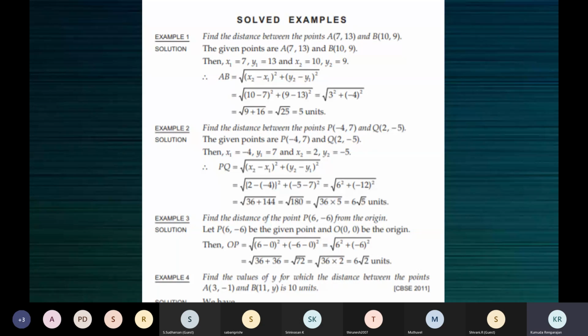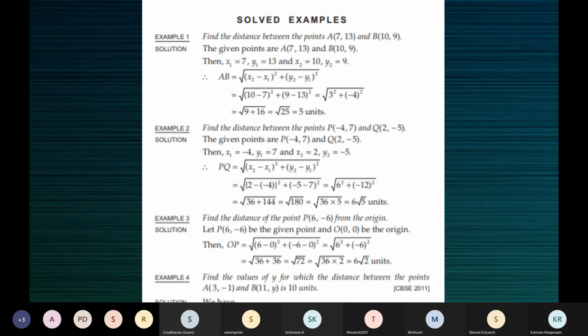You have 2 points, right? The first point has an x coordinate. The second point also has an x coordinate. Subtract the x coordinates, any order, and square it. Plus both the points have y coordinates. Subtract the y coordinates, any order. Difference between ordinates, the whole square.